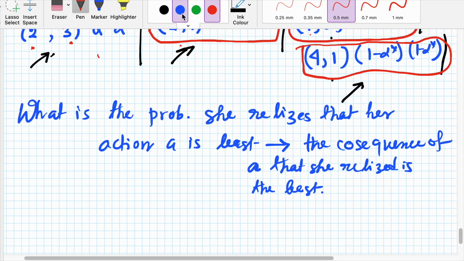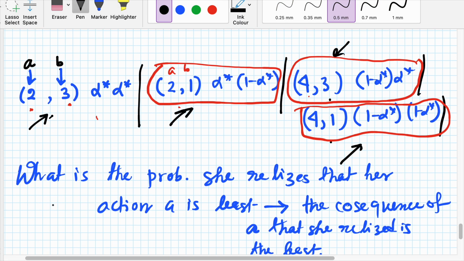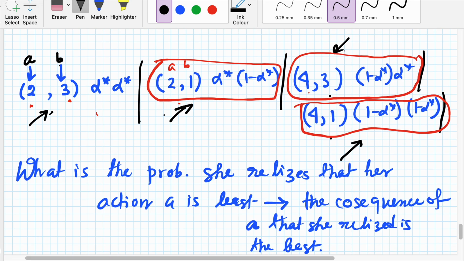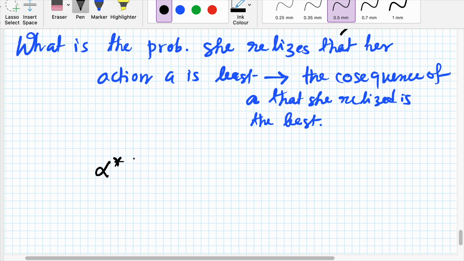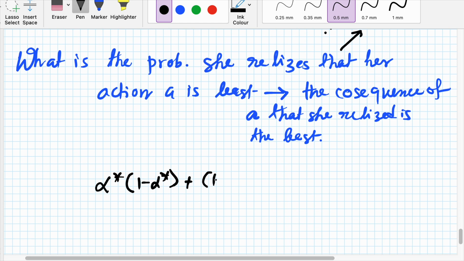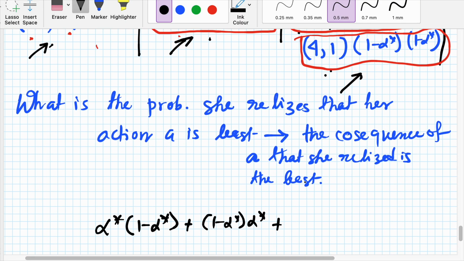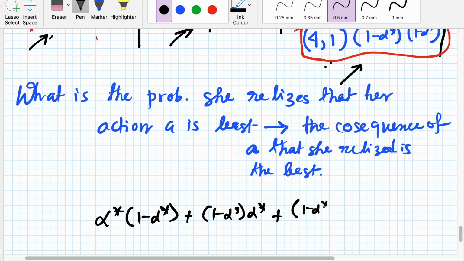So what is the probability that she finds that the consequence is best? That means she realizes that the action is best. So if she realizes this or this or this, we have to sum the probabilities of these three events. That is alpha star into 1 minus alpha star, plus 1 minus alpha star into alpha star, plus 1 minus alpha star square.